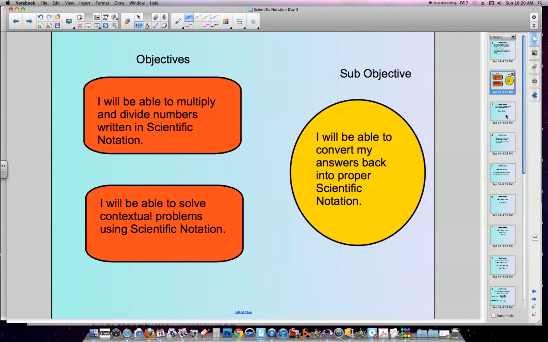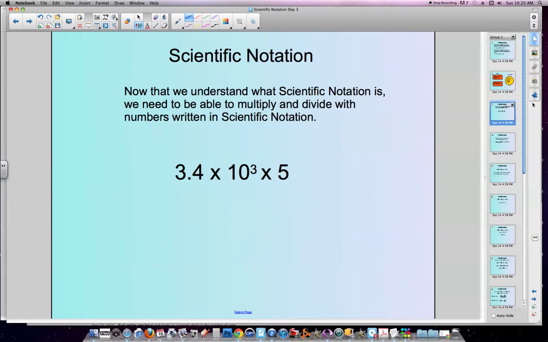All right, this is the final video on scientific notation that we're doing today. We are going to get started by talking about what it means to just multiply and divide with numbers written in scientific notation. So let's start off with just a simple problem like this.